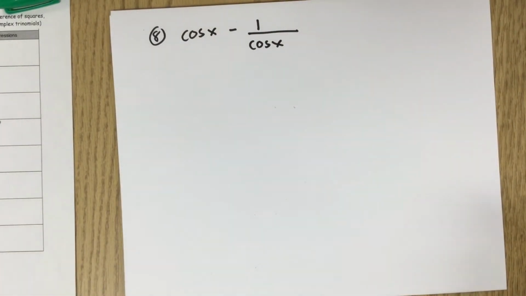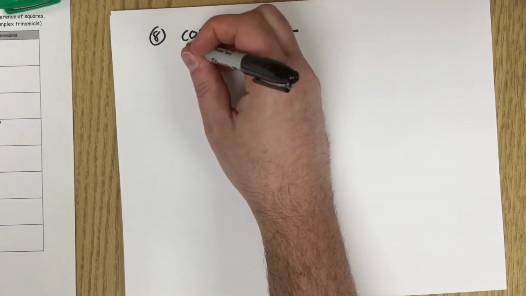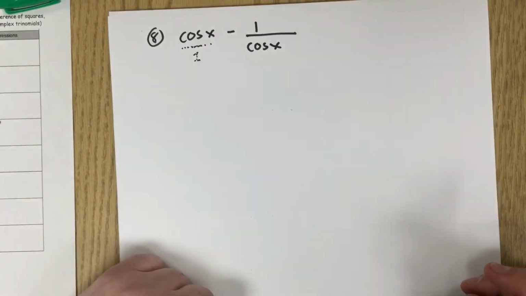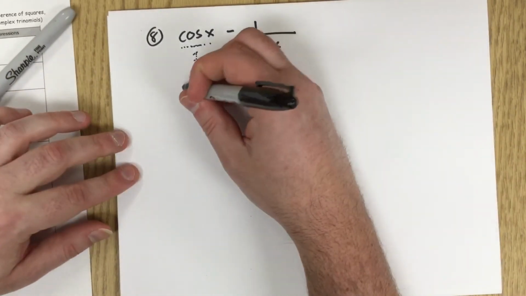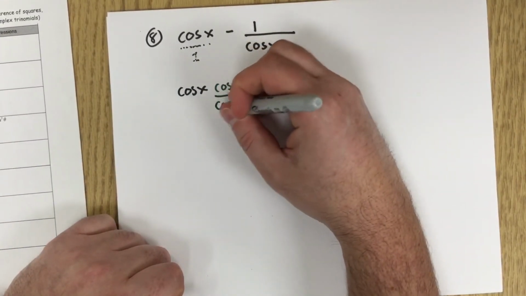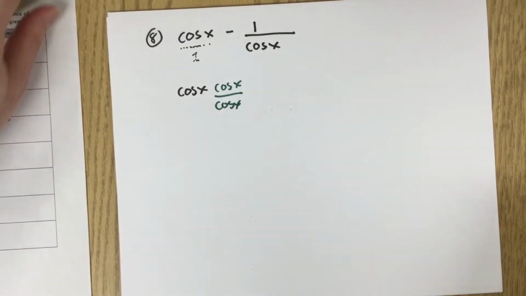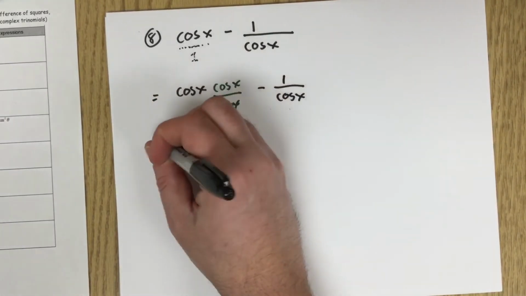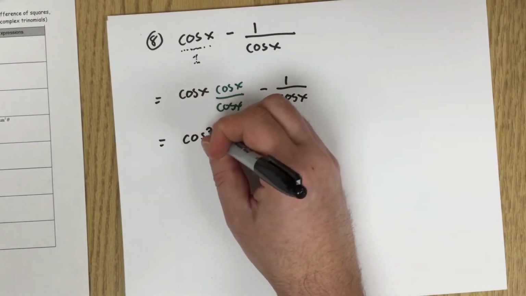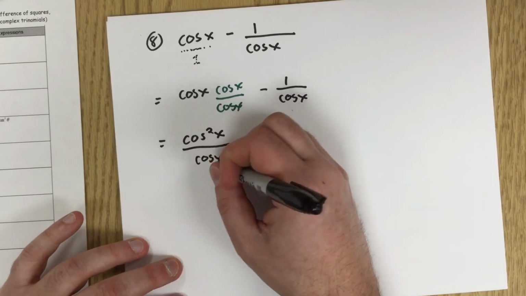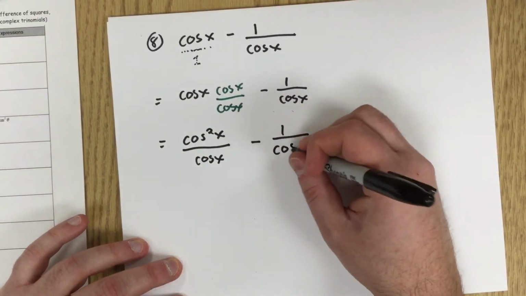So we have fractions, we want to add fractions. And the way we add fractions is we find a common denominator. And so I didn't actually write it, but this is over an invisible 1. So it's cos x over 1 minus 1 over cos x. And what we're going to do is we're going to say, okay, well, the cos x is going to multiply by cos x over cos x minus 1 over cos x, which is going to be equal to cos x times cos x is cos squared x over cos x minus 1 over cos x.